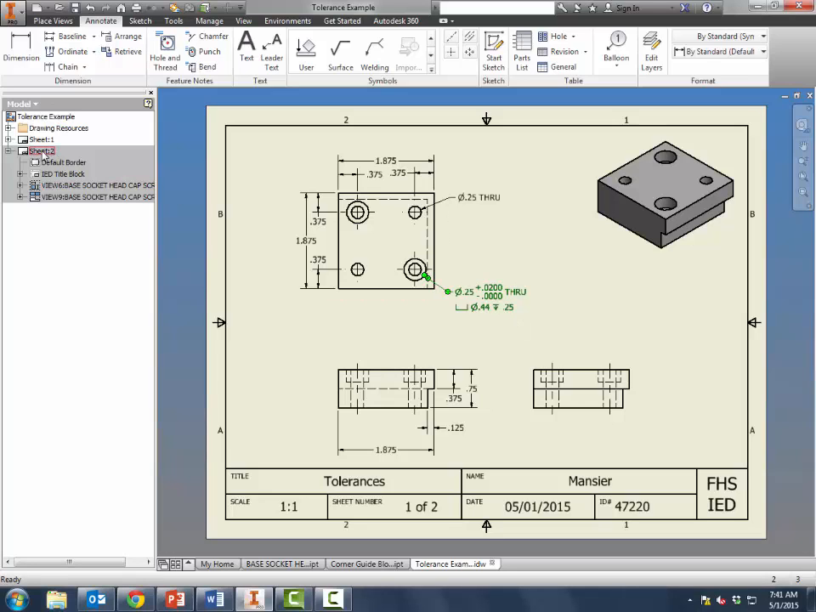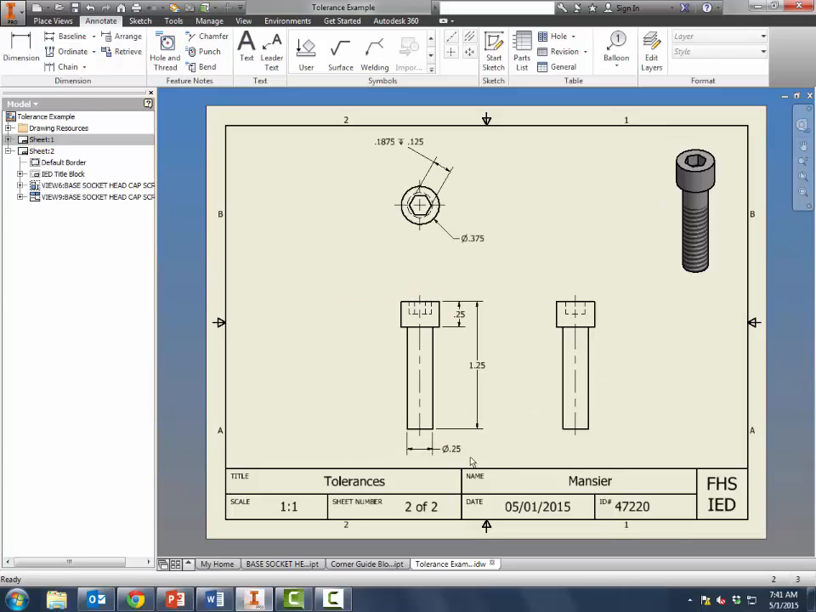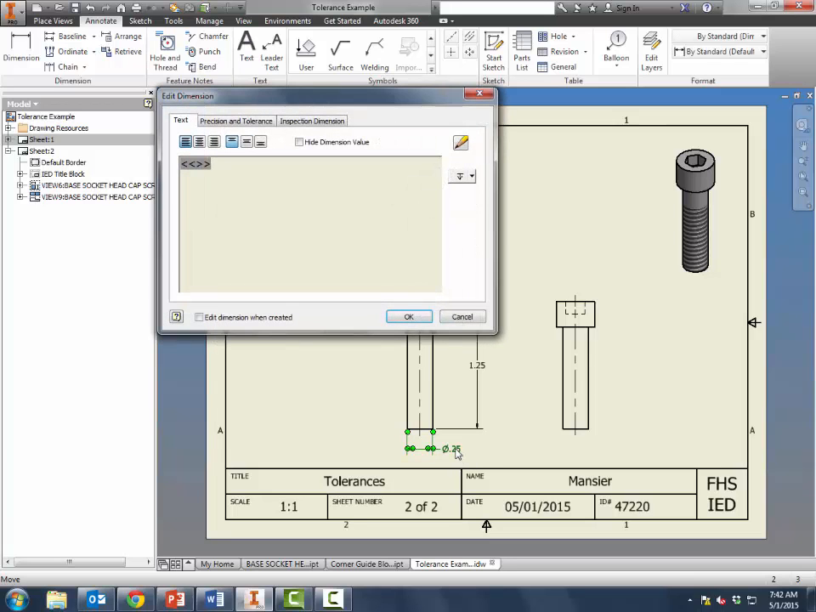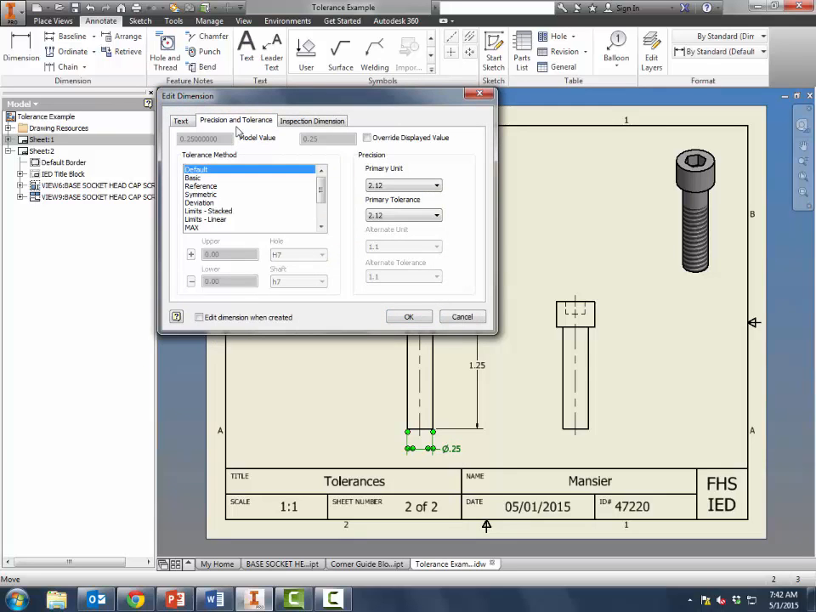Now, if I go to the other sheet, I'm going to do the opposite, right? If I know that this is 0.25, I want this to be smaller than that, right? And I don't want to get any larger than 0.25. So if I double click on this dimension, go into precision and tolerances, I'm going to do the same thing. I'm going to do a deviation. I want my upper limit to stay 0 and my lower limit now to be 0.02.